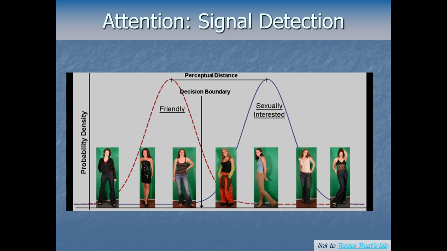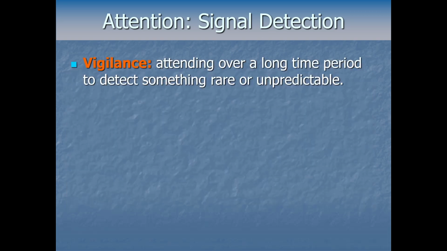But before we end this video on signal detection, there is one more element that I want to bring up, and that's our ability to keep doing signal detection for a sustained period of time. Like how well a TSA agent can keep paying close attention to x-rays, even when they've been on the shift for a while, and when the signal, like a real weapon, is super rare. So that's a problem we call vigilance, which just means attending to a signal detection task over a long period of time to detect something that's rare or unpredictable.